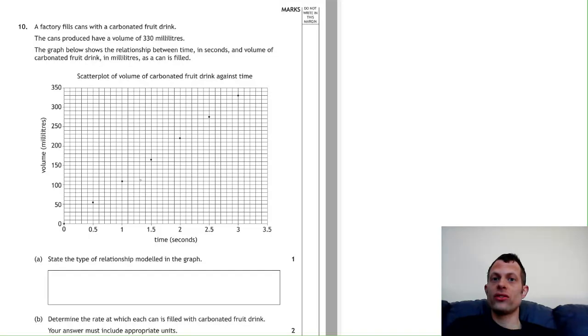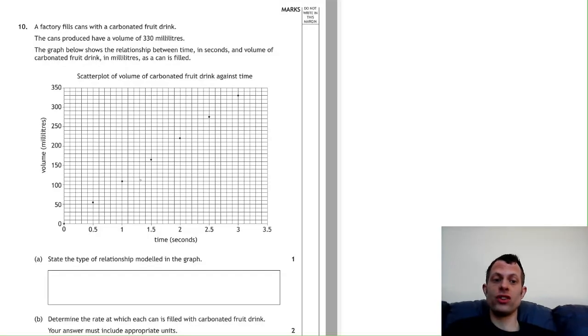On this final question, we have to interpret a graph and do some work with rates of change and estimation. This comes under the topic of mathematical modelling. So on the first question, we are asked to state the type of relationship that the graph shows.